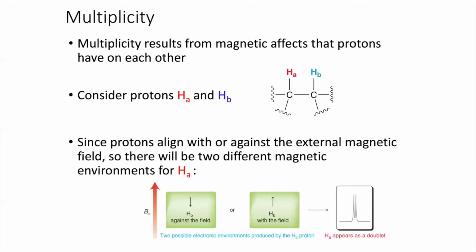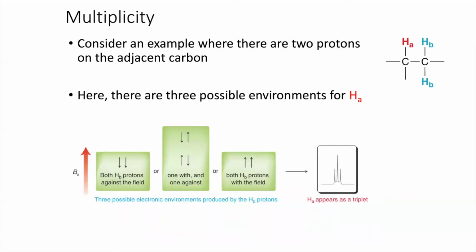Multiplicity results from the magnetic effects that protons have on each other. So if you think about HA and HB in the sample molecule here, since the protons can align either with or against the external magnetic field, there will be two different magnetic environments for HA, one up, one down, and so that's going to give us a doublet.